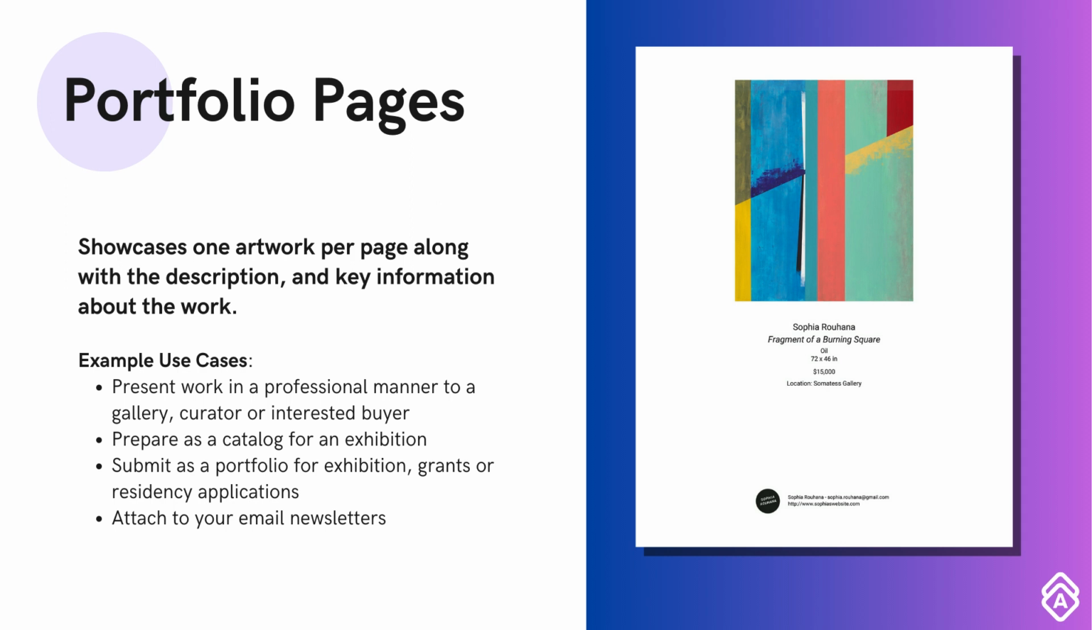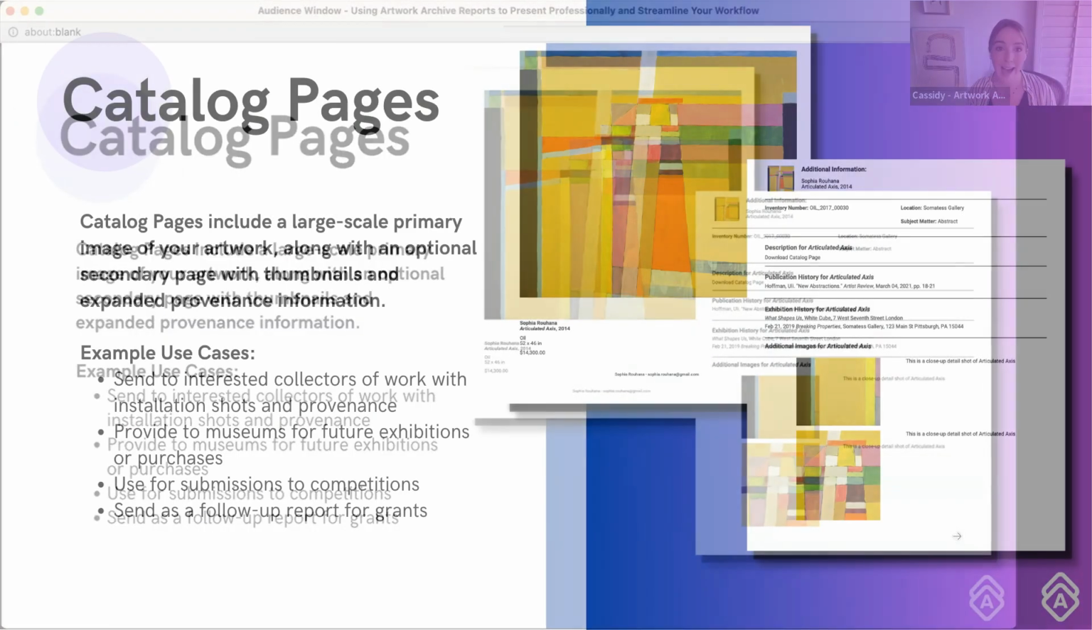You can also attach to your email newsletters. So I've seen a lot of people, if they have an upcoming show and they want to share it with their newsletter subscribers, they'll attach a portfolio or a catalog page, and you can make these with multiple images as well. So you can attach your catalog pages to the newsletter. They can open it up, flip through, and it's just a great way to make people feel special and also present your work well.